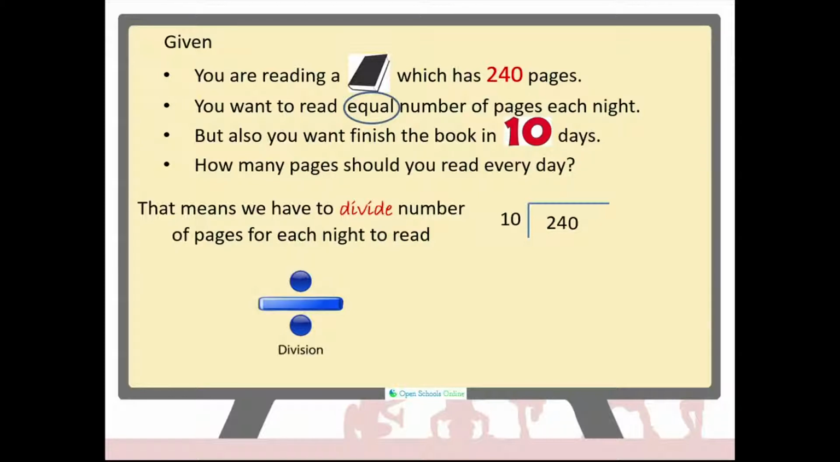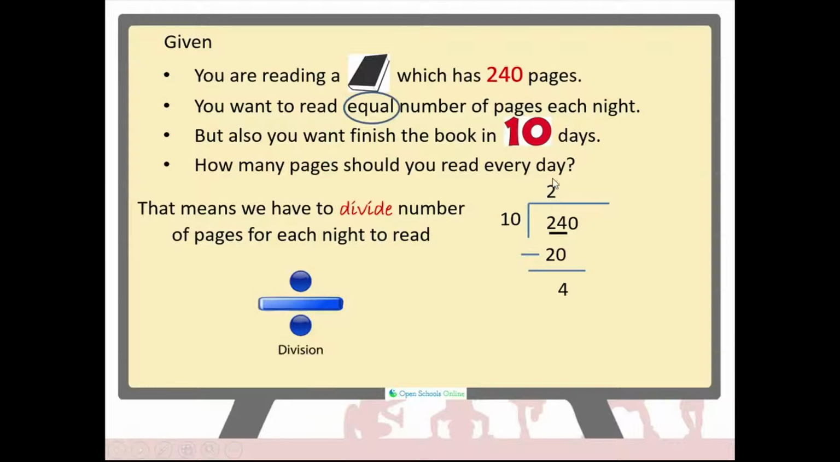So now we have to pick a number which when multiplied with 10 will get us as close as possible to 24. We can do this by multiplying 10 by 2, right? Because 10 ones are 10, 10 twos are 20, and 10 threes are 30. And we know that 20 is closer to 24 than 30 is. So we'll write 20 below 24. And now we'll subtract 20 from 24, which will give us a remainder of 4.